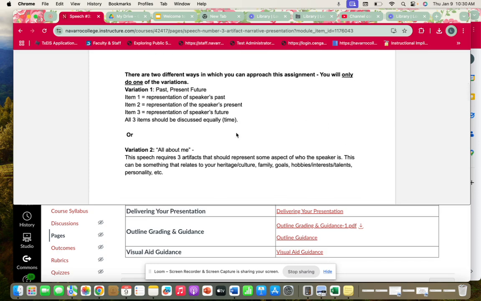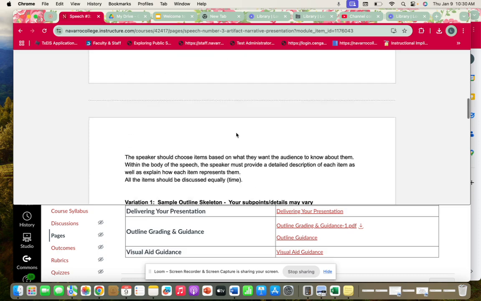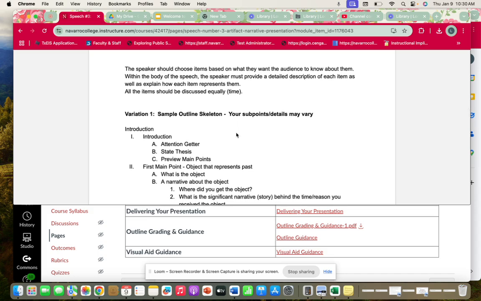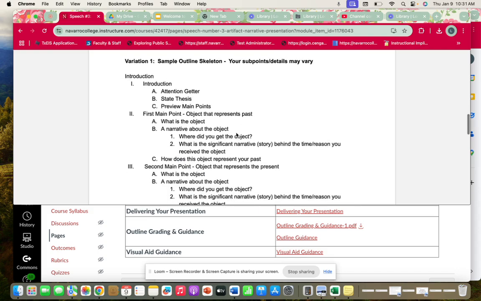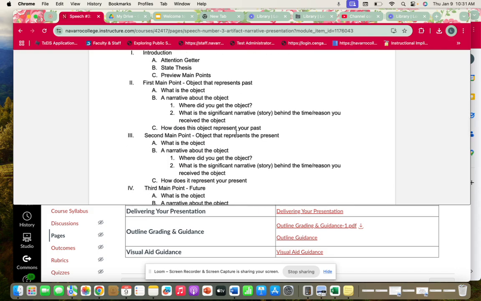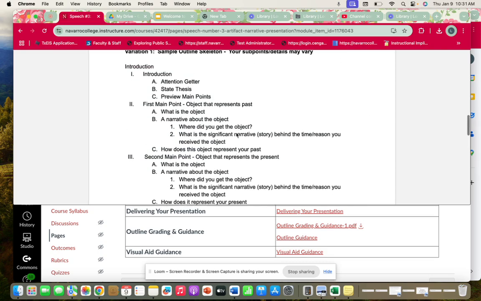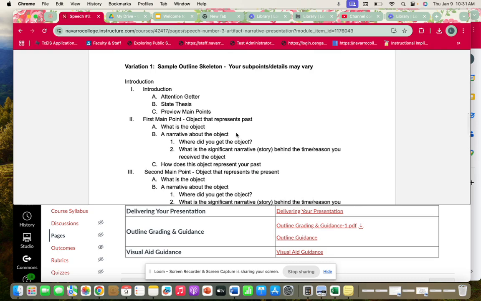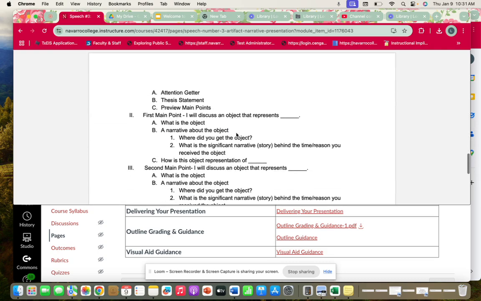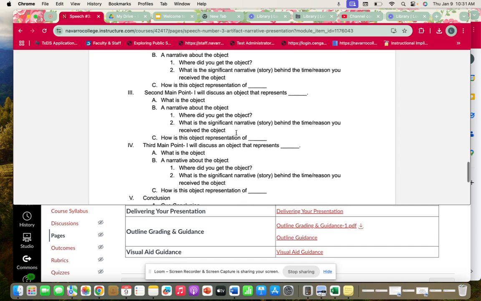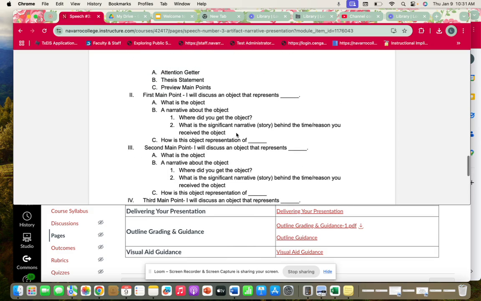The bottom line is you'll have 3 main points in addition to your intro and conclusion, and you'll have an artifact or an object that you will show your audience for each of those main points. You should choose your items based on what you want your audience to know about you. Below is a sample outline to show you what your structure might look like, and you'll fill in the blanks. I give you a sample skeleton for the past, present, future, and then a sample skeleton for the one that represents you, if that gives you a better idea.